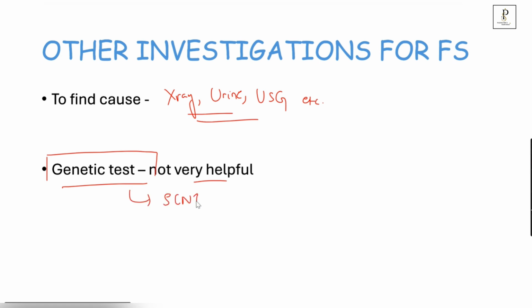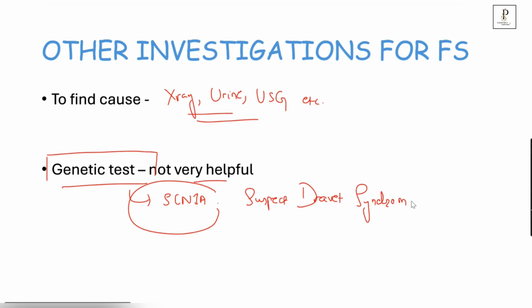But SCN1A is one gene to test if you are suspecting Dravet syndrome. Dravet syndrome we have discussed, one of the most severe forms of febrile seizure induced epilepsy syndrome. So Dravet syndrome is a very severe condition. SCN1A gene mutation is associated with 80% of cases of Dravet syndrome. So a genetic test will rule that out. Otherwise, for other epilepsy syndromes also, a genetic test will rule them out.